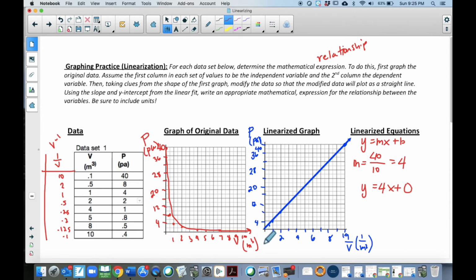Most things will have a y-intercept of 0. Now we have one more step, and that is this is not a y and an x, right? We're in science class. This is math stuff. We need to go back to science.